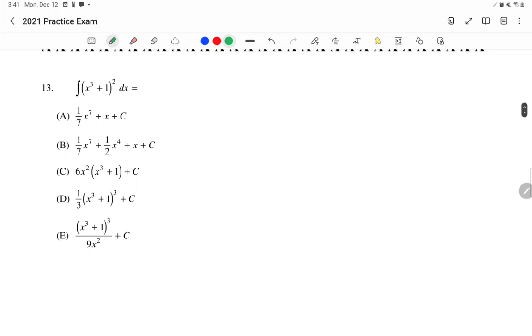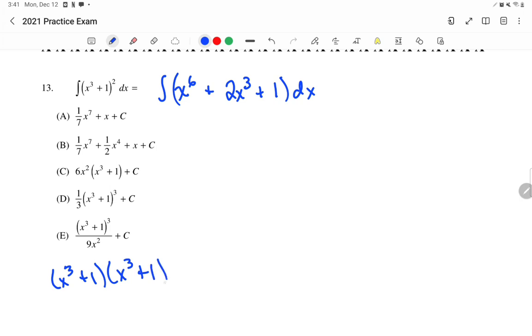All right, we have another integral question. This one is not in polynomial form, so in order to solve this, we have to expand it out, FOIL it out, and get it into polynomial form. I like the shortcut. The first one squared, x cubed squared is x to the 6th, plus multiply them together and then times by 2. So 2x cubed, then plus the second one squared is 1 dx. Now, if you can't do that in your head, you could also just do x cubed plus 1 times x cubed plus 1 and FOIL that out. And you should get this exact same answer.